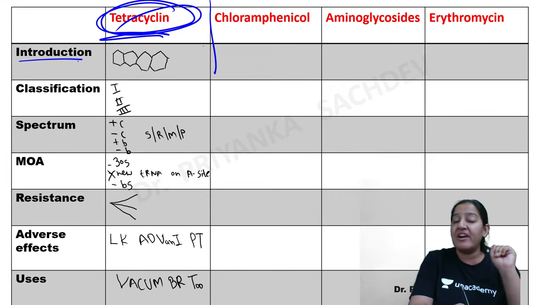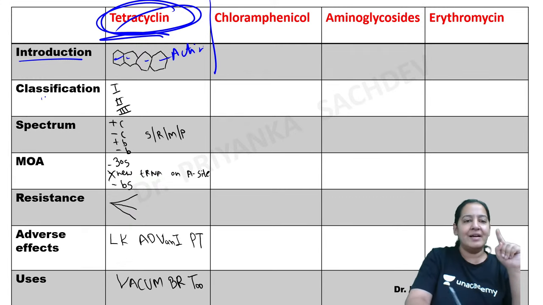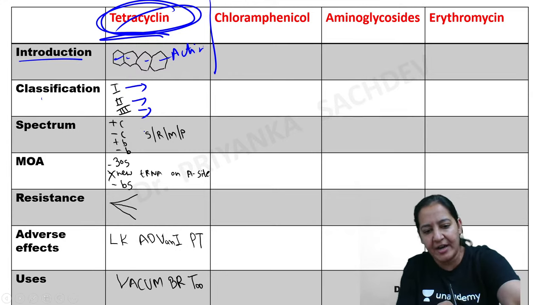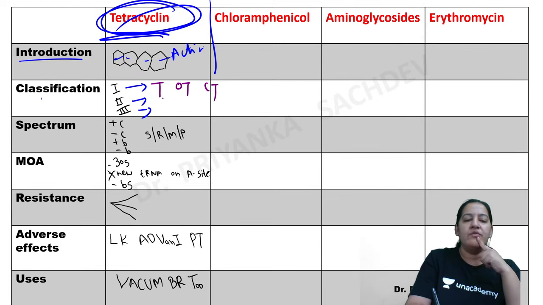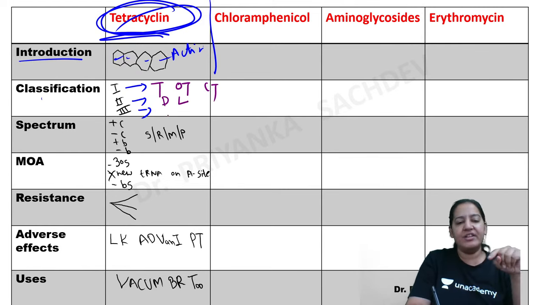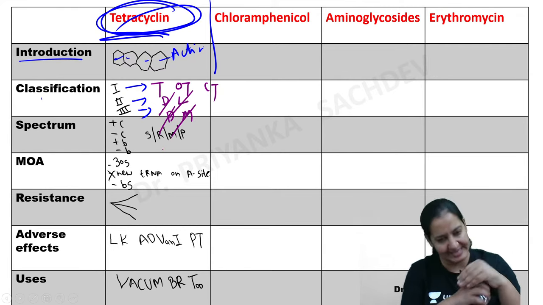In the introduction, why is tetracycline known as tetracycline? Because it has 4 benzene rings, and it is obtained from actinomycetes. In the classification, there are 3 categories. In category 1, we have 3 drugs: tetracycline, oxytetracycline, chlorotetracycline. In category 2, we have 2 drugs, D and L: demeclocycline and lymecycline. In category 3, we have 2 drugs, D and M: doxycycline and minocycline.